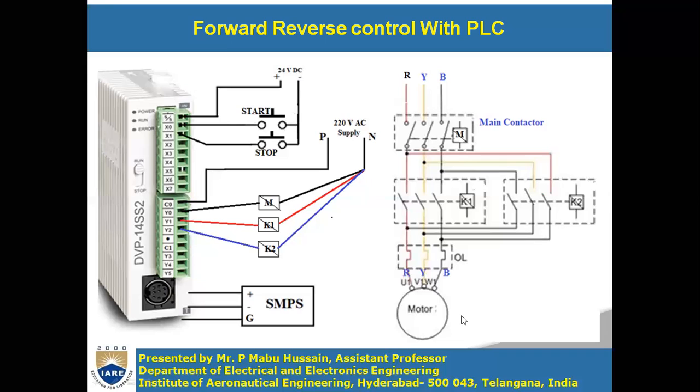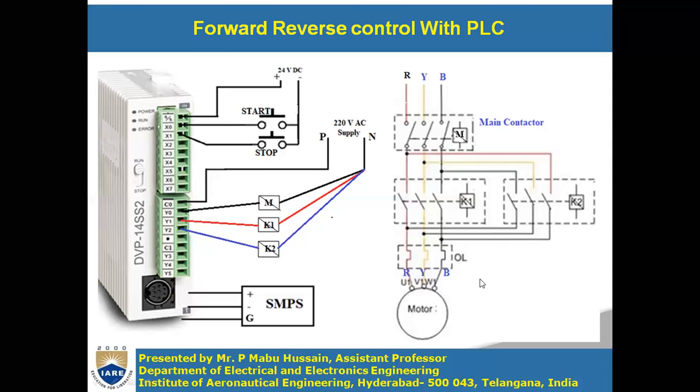So whenever you press the start button, the motor has to rotate in forward direction for 30 seconds. Then after 30 seconds, this forward contactor has to open and the reverse contactor has to close, so that the motor will rotate in reverse direction continuously for 30 seconds. Then again this K2 will open, and K1 will close again after 30 seconds. So like that, the operation has to be performed continuously until you press the stop button. Whenever you press the stop button, the motor has to stop.